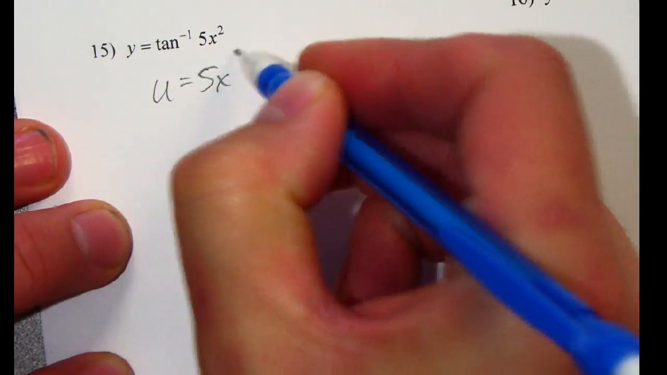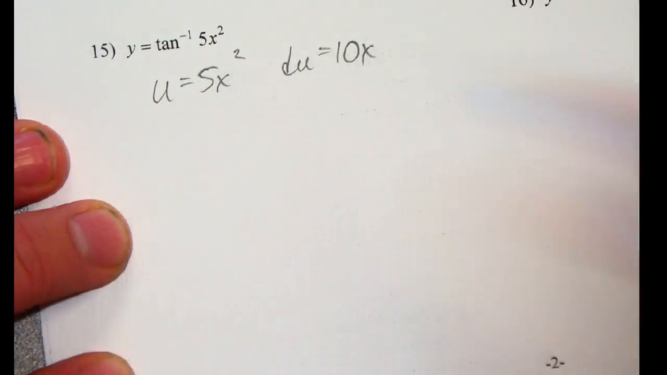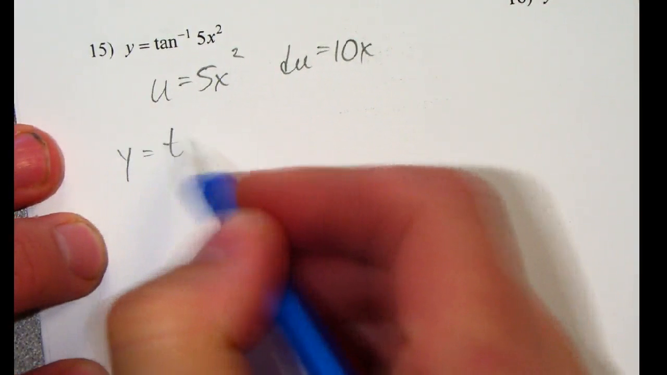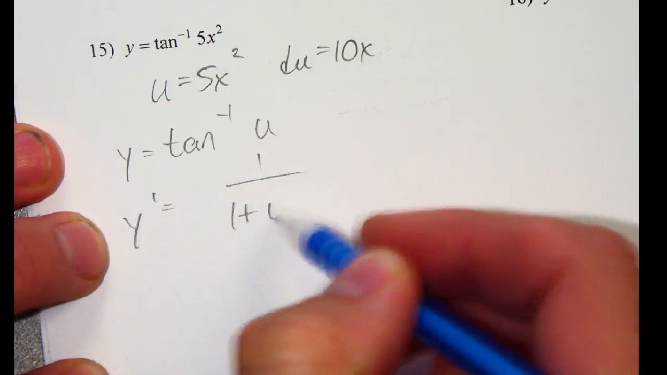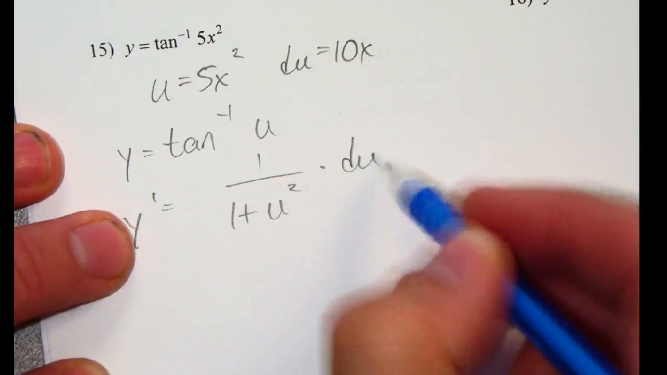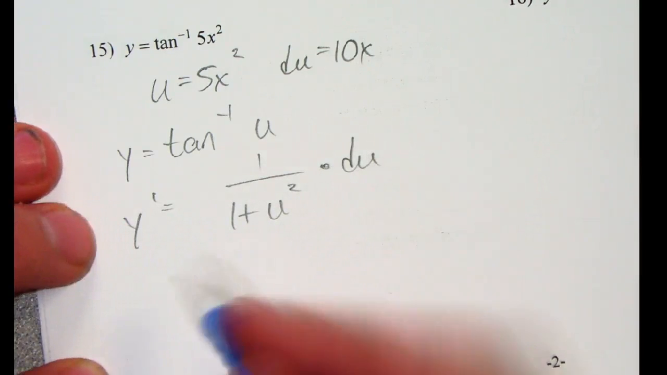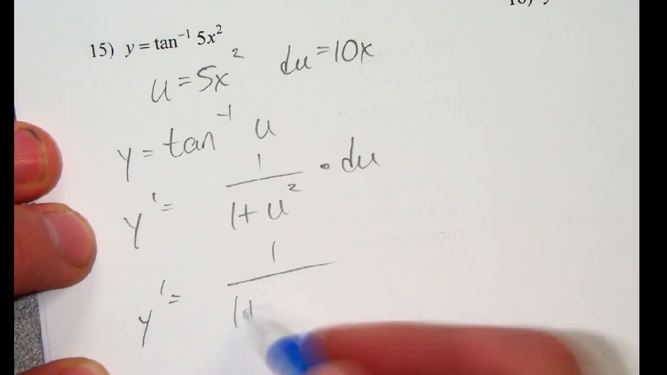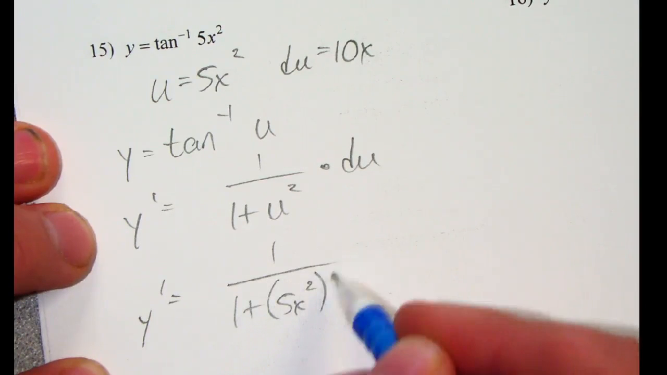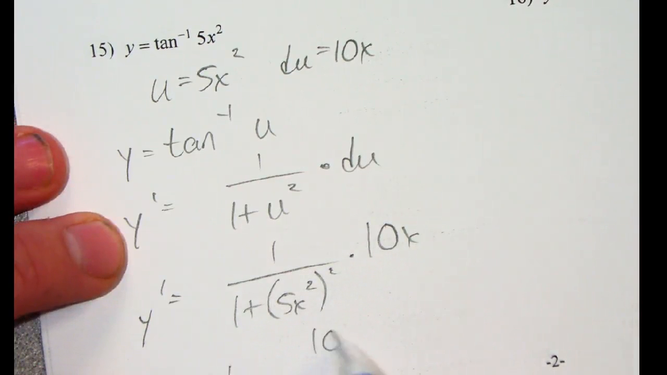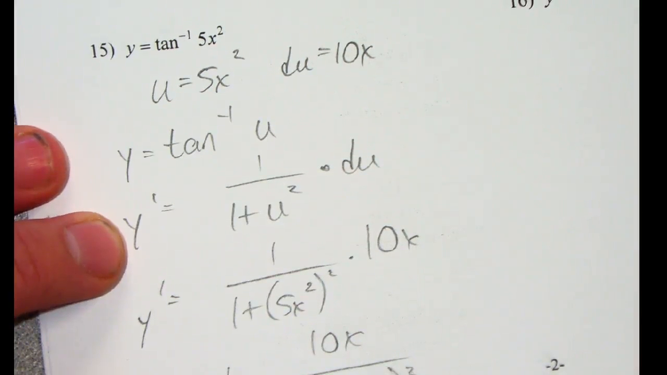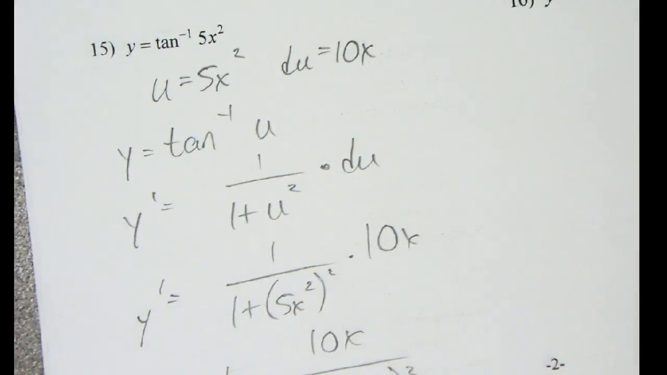Let's say 15. So I could say u equals 5x squared, which means du equals 10x. Therefore, y equals tan inverse of u. Well, the derivative of tan inverse is 1 over 1 plus u squared. But you took the derivative of a u, so times du. So plug the u back in, multiply by du, and then again, I would just want you to write that 10x on top. And you are not expected to expand that stuff. You don't have to square that.